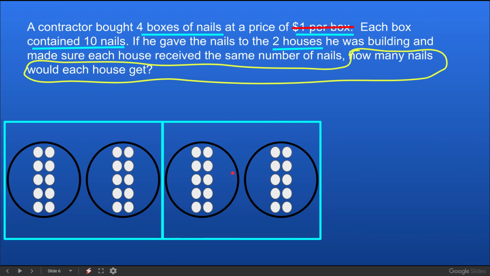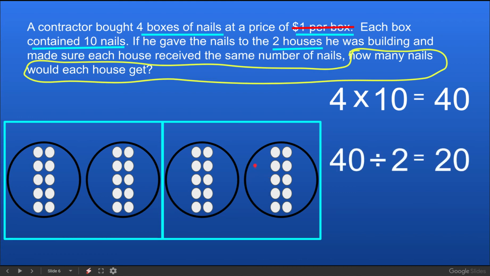Now mathematically, what we have going on there is we have 4 times 10. So we have 4 groups of 10 nails. So that gives me a total of 40 nails. So that's the total number of nails I have. And then those 40 nails are split into 2 groups, which are the houses, which gives us 20 nails in each house.